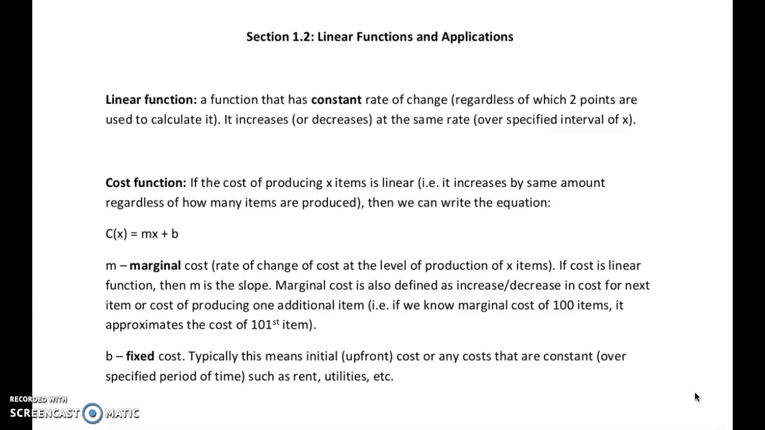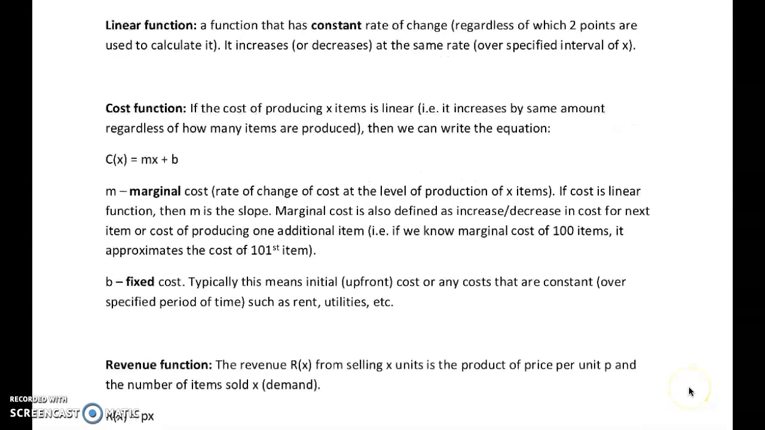So if we know the cost of a certain number of items, let's say 100, then it approximates the cost of the next item, the 101st item. And b is your fixed cost. This is usually an upfront cost or some sort of fixed cost that we know from month to month, such as rent or electricity, things of that nature.